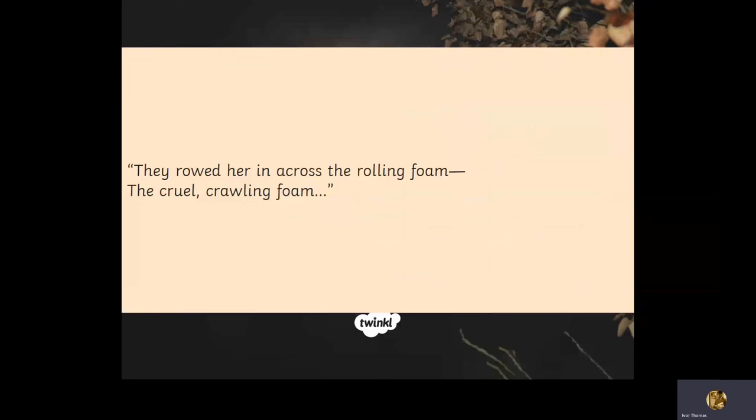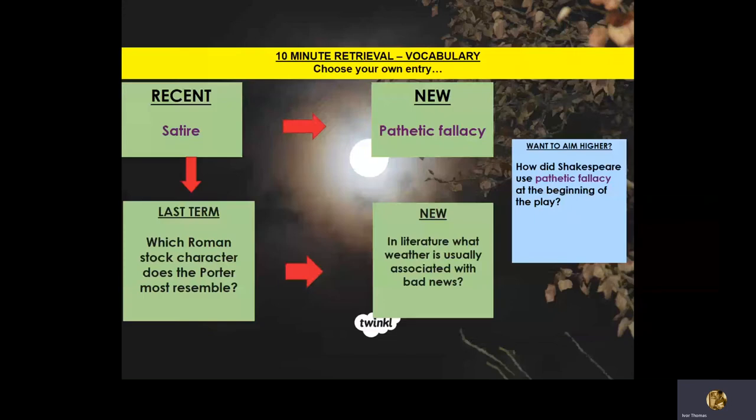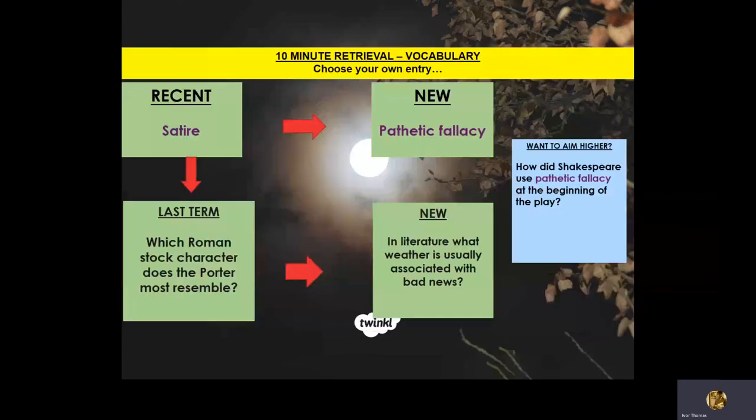Ruskin said, hang on, foam can't be crawling, nor can it be cruel. I myself wrote a story once, and somebody looking at it said, rivers meander, people don't, they're walking down the street. So Ruskin, and you'll find out a little more about him if you ever study Oscar Wilde next year, brilliant writer, said that yes, it's pathetic to give feelings to things that don't have feelings. We now basically link pathetic fallacy to the weather, so it's using the weather to reflect emotions in a scene.